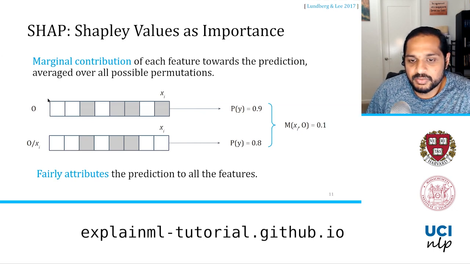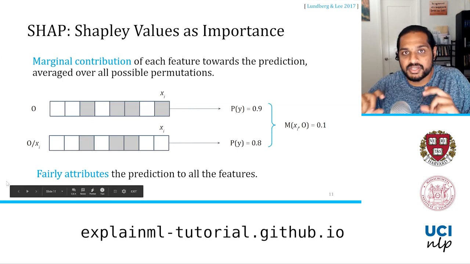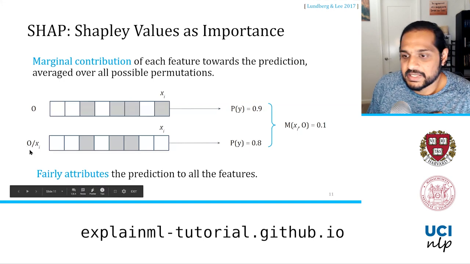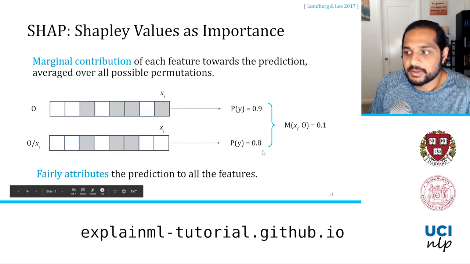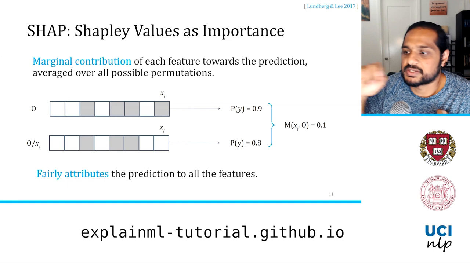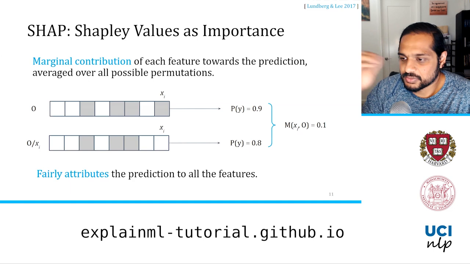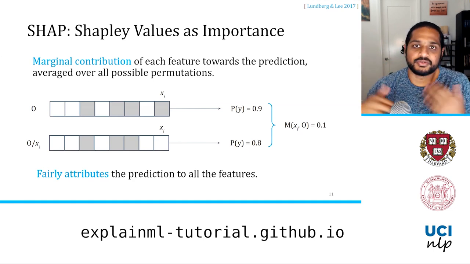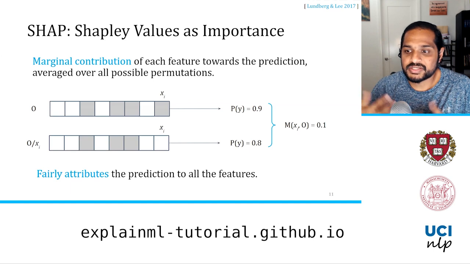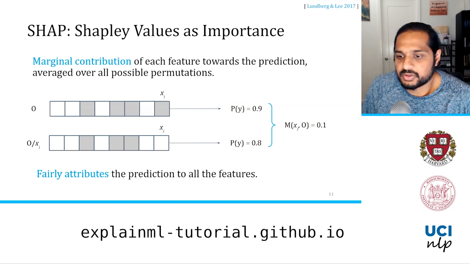So I've given an example here where you have some permutation of features O, which has Xi turned on, and that produces some probability. You also have the same permutation O without Xi being on, and you have some probability. That difference ends up being the contribution of Xi for this permutation. So that's the marginal contribution of Xi in this permutation, which happens to be 0.1. If you aggregate this across all possible permutations, you get the marginal contribution of Xi for the prediction, the average marginal contribution.